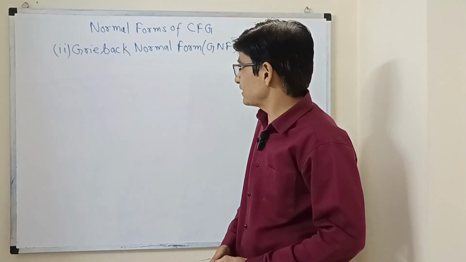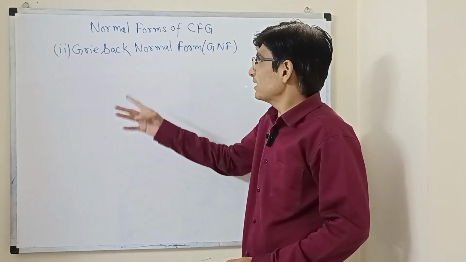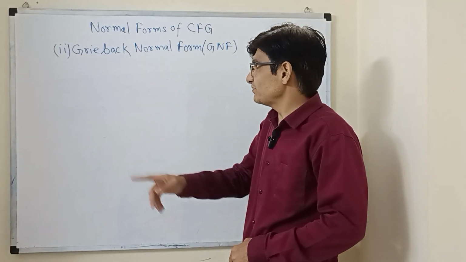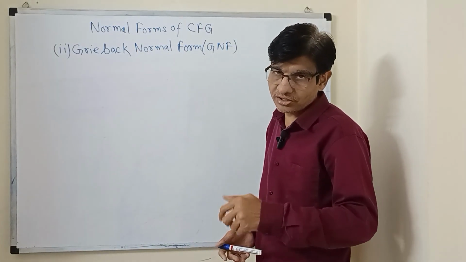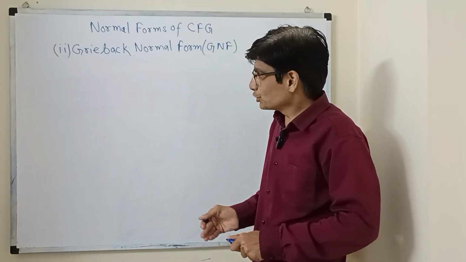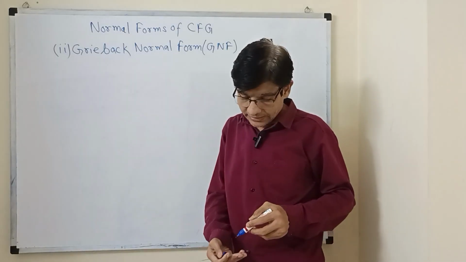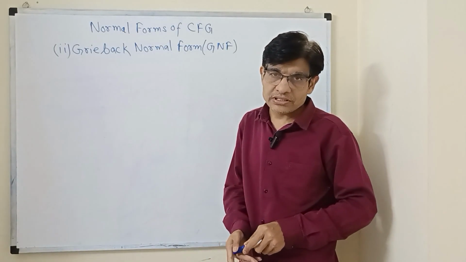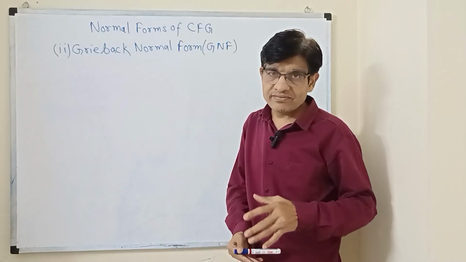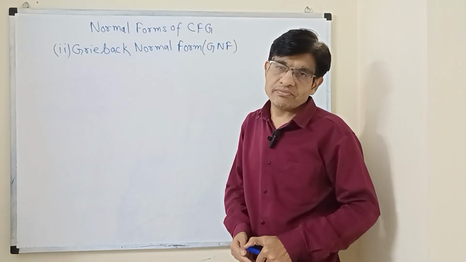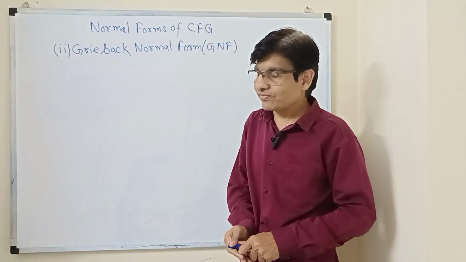So in today's lecture we will see another normal form of CFG, which is Greibach Normal Form, or in short you can call it GNF. First I will tell you what kind of productions are allowed in this form, and then we will take one example grammar and convert it into GNF.